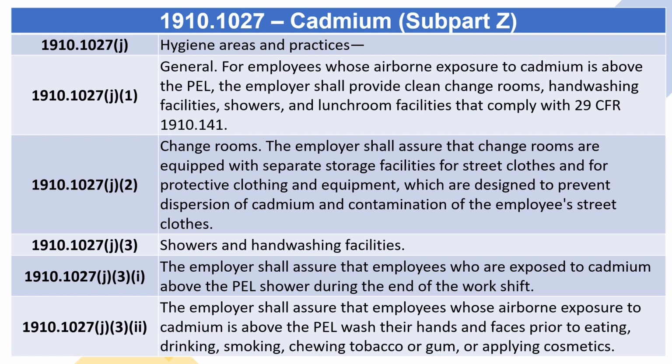1910.1027(j)(3) Showers and hand-washing facilities. 1910.1027(j)(3)(i) through (ii): The employer shall assure that employees who are exposed to cadmium above the PEL shower at the end of the work shift. The employer shall assure that employees whose airborne exposure to cadmium is above the PEL wash their hands and faces prior to eating, drinking, smoking, chewing tobacco or gum, or applying cosmetics.